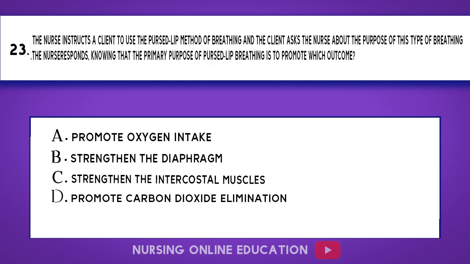23. The nurse instructs a client to use the pursed lip method of breathing and the client asks the nurse about the purpose of this type of breathing. The nurse responds, knowing that the primary purpose of pursed lip breathing is to promote which outcome? A. Promote oxygen intake. B. Strengthen the diaphragm. C. Strengthen the intercostal muscles. D. Promote carbon dioxide elimination. The answer is option D, promote carbon dioxide elimination.